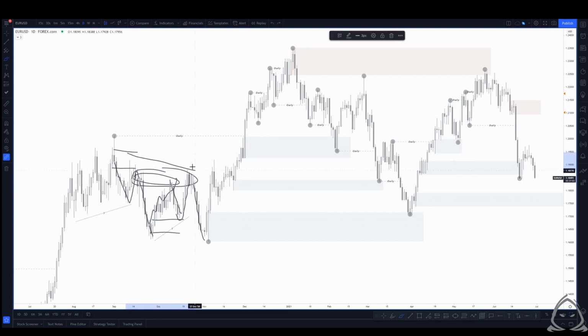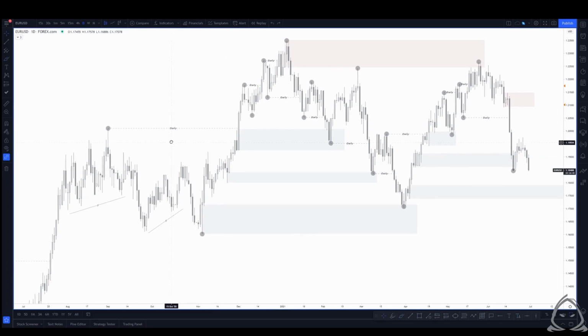But what this supply zone creation right here was doing was making it so that once price moved to the upside, it had very minimal resistance or selling orders to get in its way as it pushed up. And as we can see, once we started to clear above these supply zones, price had almost no issues moving to the upside.